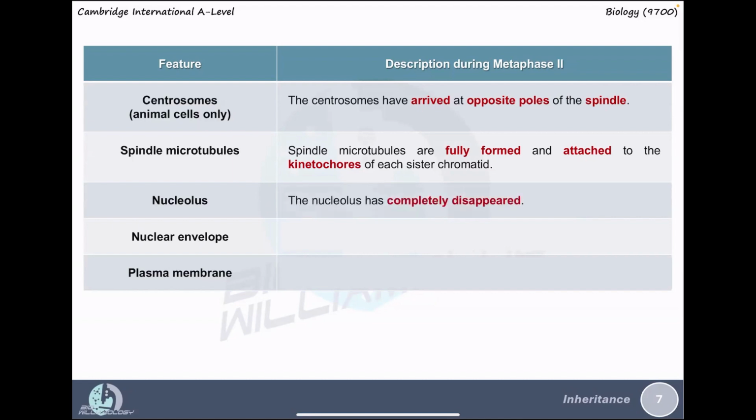The nucleolus has completely disappeared. The nuclear envelope is fully disintegrated. No event is associated with the plasma membrane, and the plasma membrane remains intact during metaphase 2.